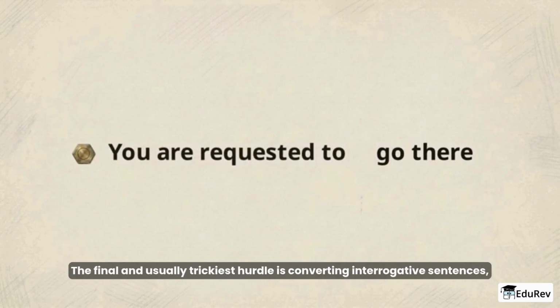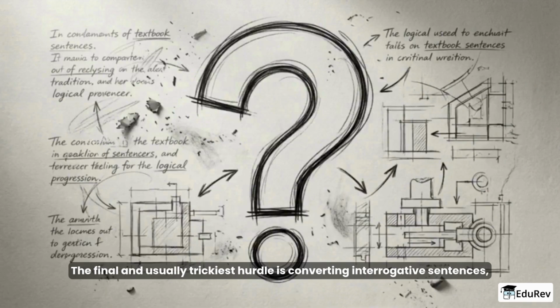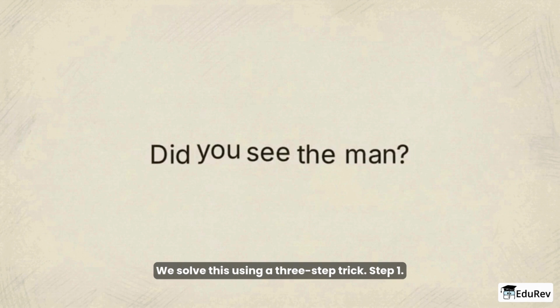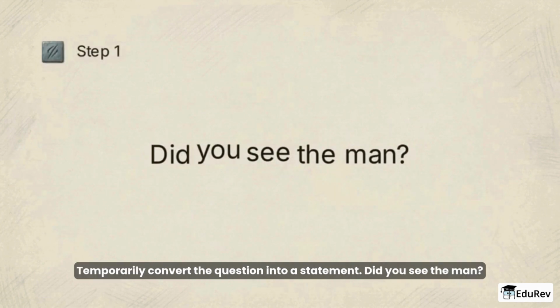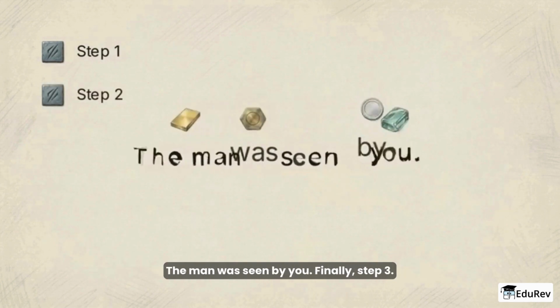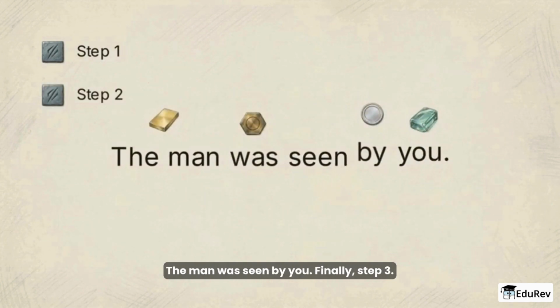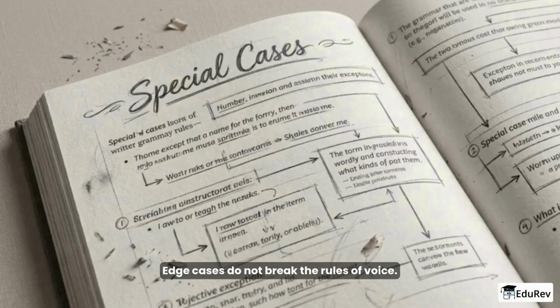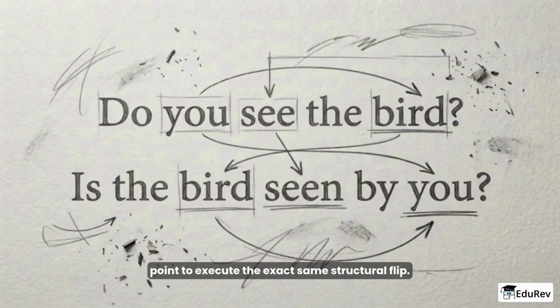The final and usually trickiest hurdle is converting interrogative sentences, questions, without getting mentally tangled in the structure. We solve this using a three-step trick. Step 1. Temporarily convert the question into a statement. Did you see the man? Becomes you saw the man. Step 2. Make that statement passive. The man was seen by you. Finally, step 3. Flip it back into a question. Was the man seen by you? Edge cases do not break the rules of voice. They simply require a different architectural entry point to execute the exact same structural flip.